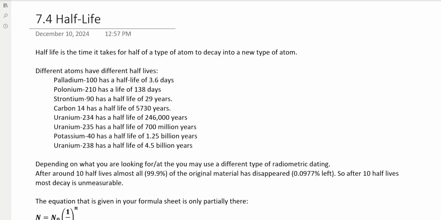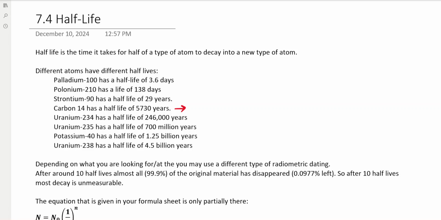And welcome to my video lesson 7.4 on half-life. We're talking about the half-life of radioactive atoms and what those half-lives look like, what the formulas are, etc. So just to start, half-life is the time it takes for half of an atom type to decay into another type of atom. So for example, carbon-14 is probably the most famous isotope.